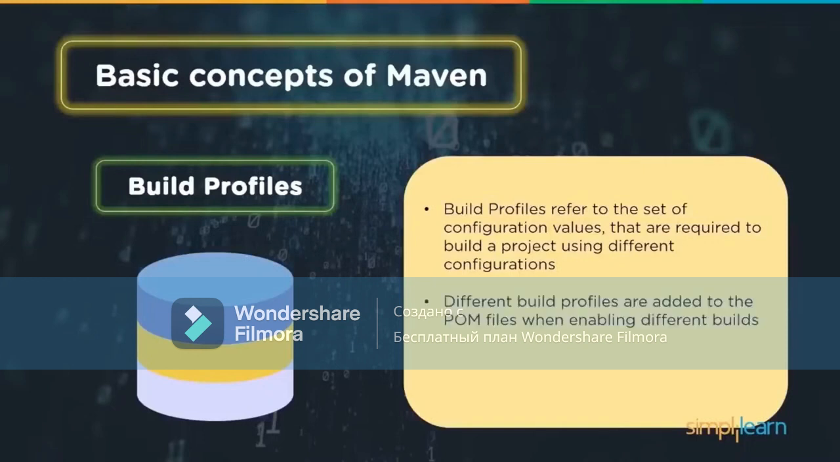Different build profiles are added to the POM file, which enables different builds. Depending on these profiles, we can decide how we need to proceed with the build process and how the different build automations need to be performed. A build profile helps in customizing the build for different environments, so that also we can perform while working on the different components and management.